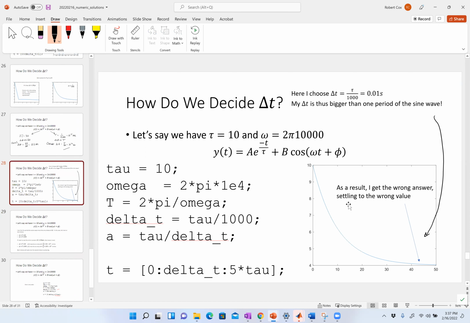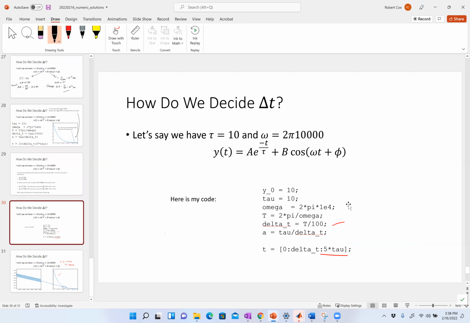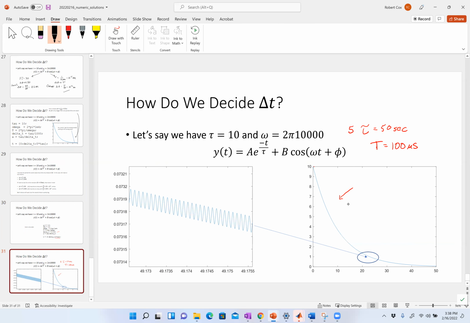If I choose that improperly, here's me choosing it improperly. Here's me choosing it on the basis of my tau. If I choose it on the basis of my tau, I just get the transient response. I don't even see that sine wave. If I choose it now on the basis of the sine wave, I get this. I can actually see that there's a sine wave running around on top of this whole thing. So it's a really important decision that I need to make in terms of how to do this.